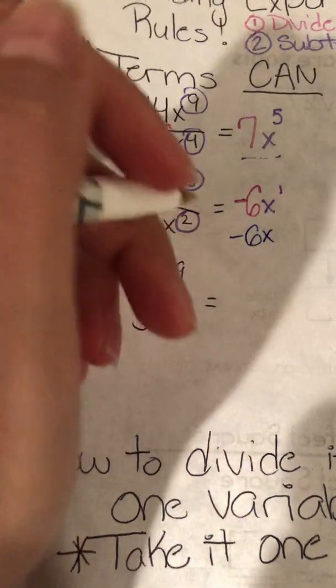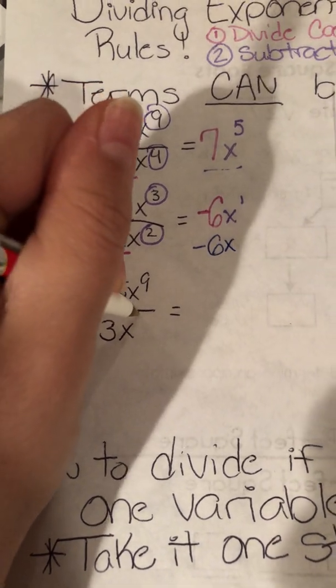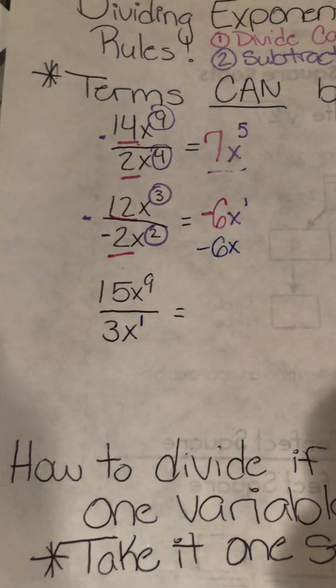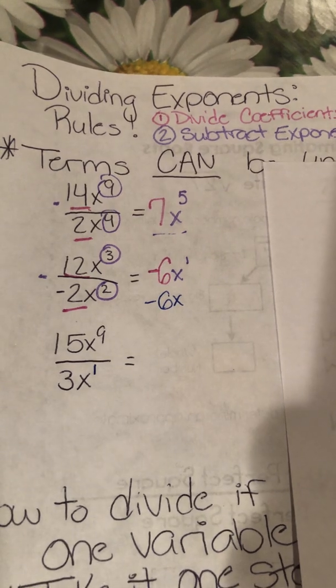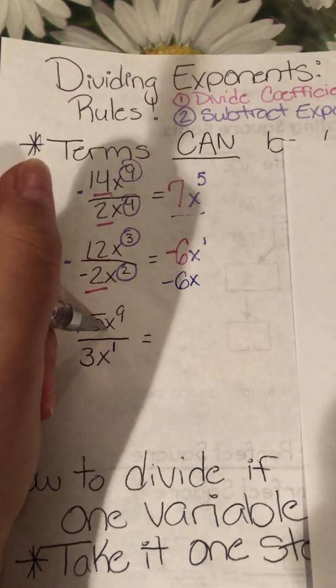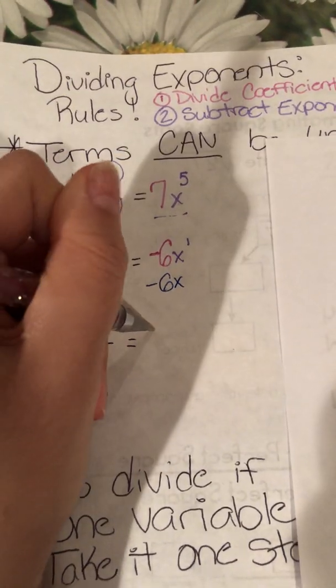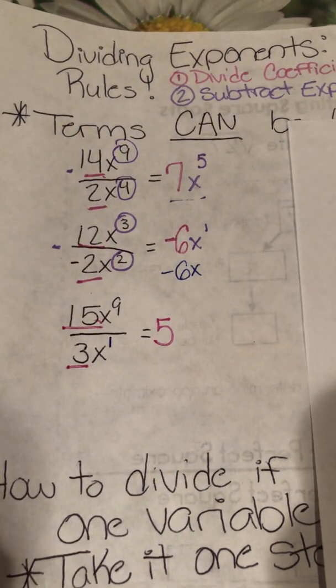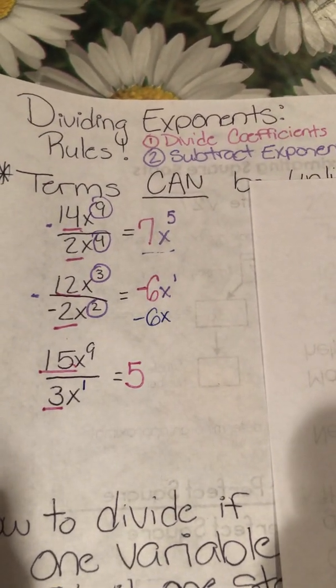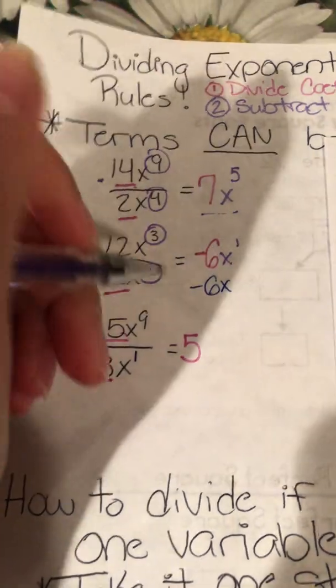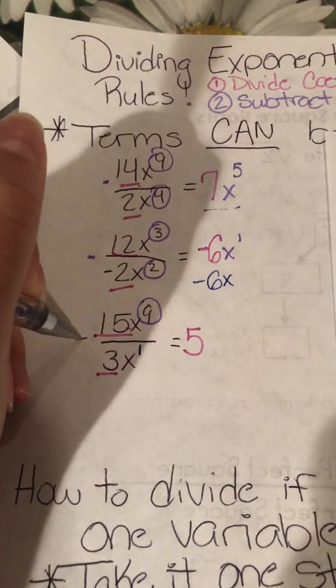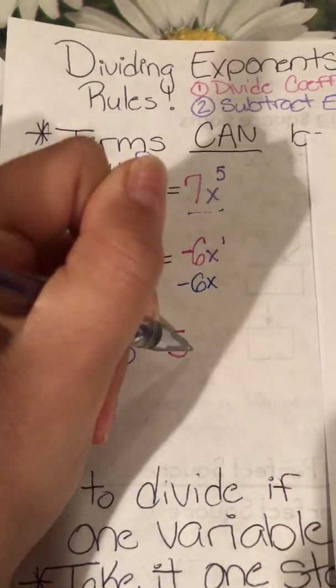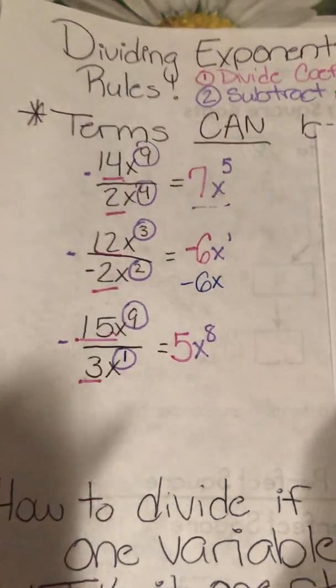Remember, if it's just 3x with no exponent, it's technically 3x to the first. My first step is to divide the coefficients. So 15 divided by 3 gives me 5. And my second step is to subtract the exponents. 9 minus 1 is 8, so x to the 8th.